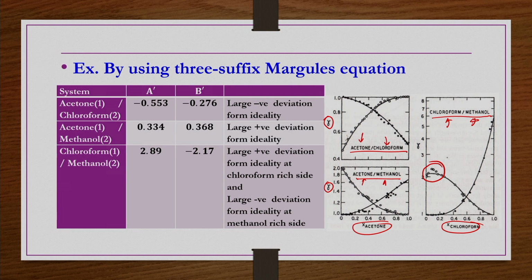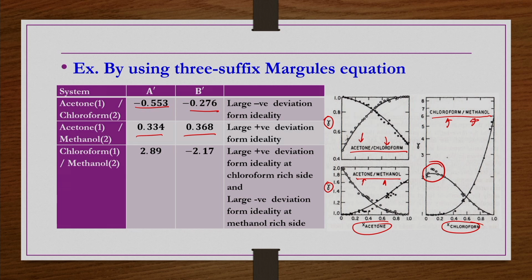Okay. Here we can see the A prime, B prime parameters. In the case of the chloroform mixture, both are negative, which means a large negative deviation from ideality. And then in the acetone-methanol mixture, both A prime and B prime values are positive. So that means a large positive deviation from ideality is observed.